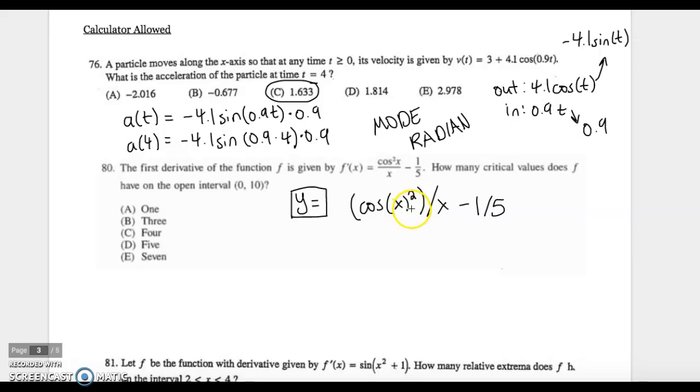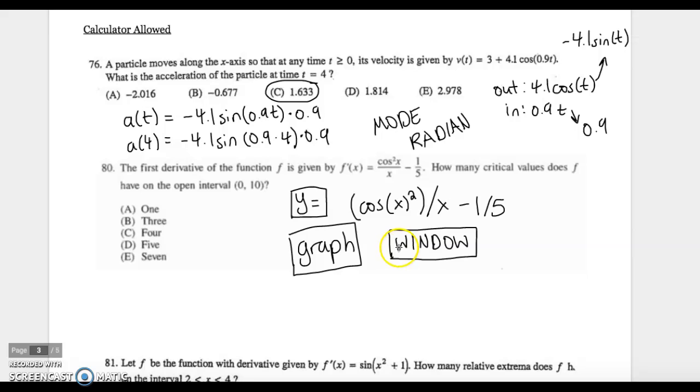And then we are figuring out where this equals 0. We're looking on the open interval 0 to 10, so we shouldn't have to change our window at all in our calculator. Just go ahead and hit graph. And then we're going to figure out how many times this crosses your x-axis. And now you might have to zoom in. So I actually am going to change my window. W-I-N-D-O-W, window.